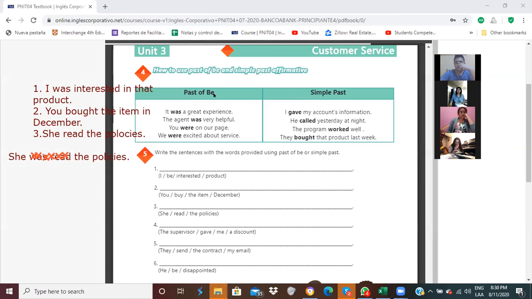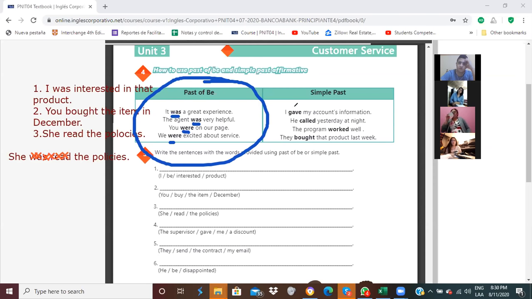Como podemos ver acá, todos estos son simple past del verbo to be. Was, were. Pero no existe otro verbo en la oración. Right? It was a great experience. Fue una gran experiencia. ¿Cuál es el verbo? Fue. The agent was very helpful. El agente fue muy útil. Fue, was, el verbo. Here, I gave. Yo le di. ¿Cuál es el verbo? Were. ¿Quién dijo were? Gave. No, it's gave. That's right, gave.